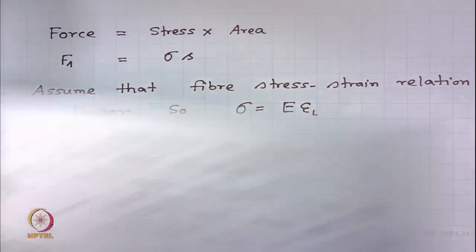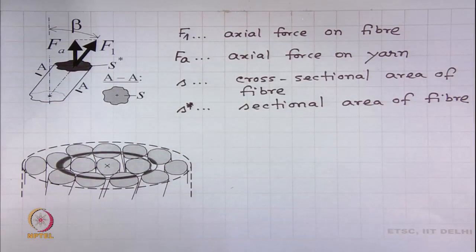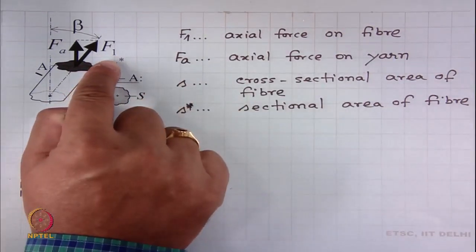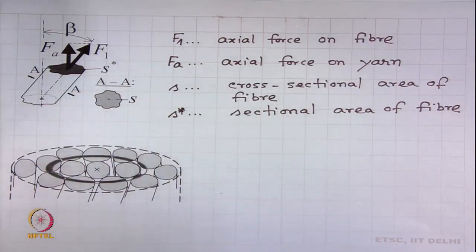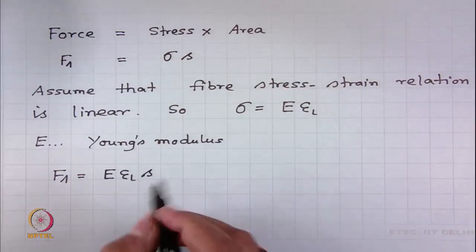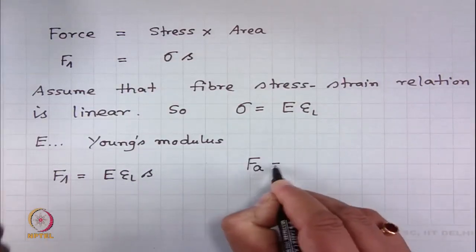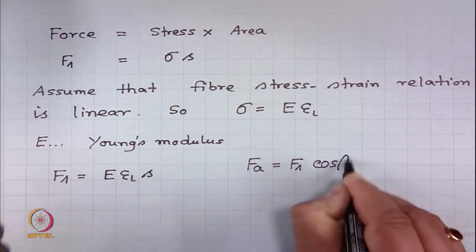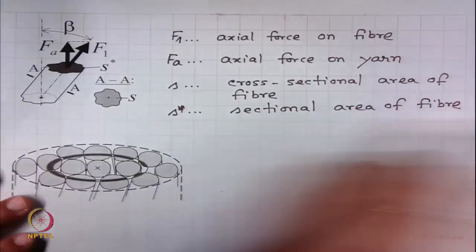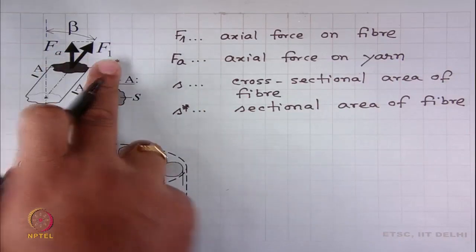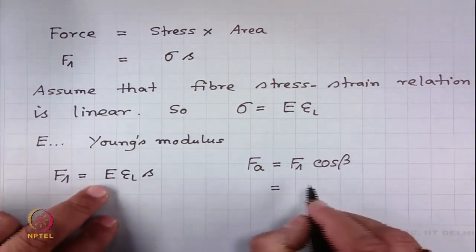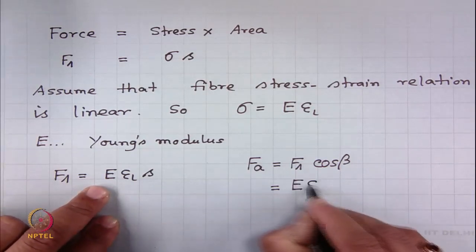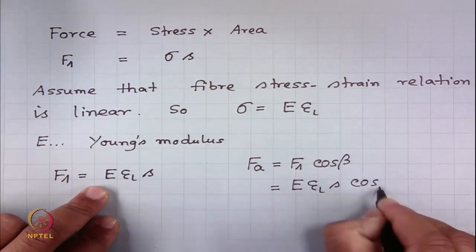Now, we go back to this drawing again. We know the quantity of F1. We are interested to find out F subscript A, beta is the twist angle. So, F subscript A is equal to F1 times cos of beta. So, let us write that: F subscript A is equal to F subscript 1 times cos of beta. Okay. So, what is F subscript A? F subscript A is from here Young's modulus, fiber strain, fiber cross section area into cos beta.